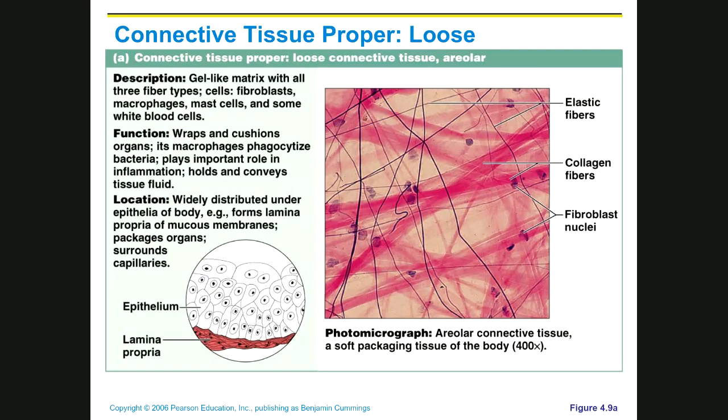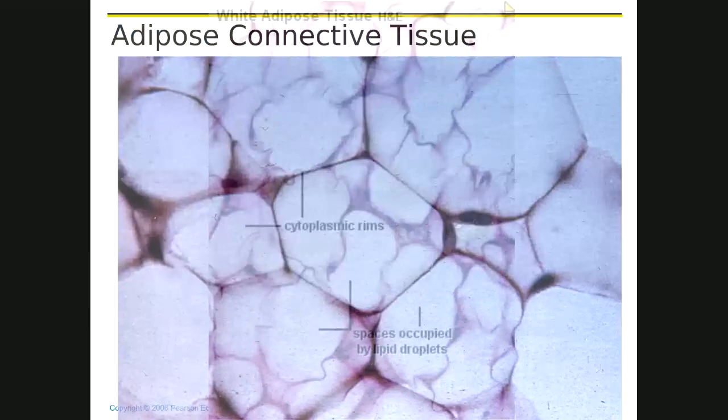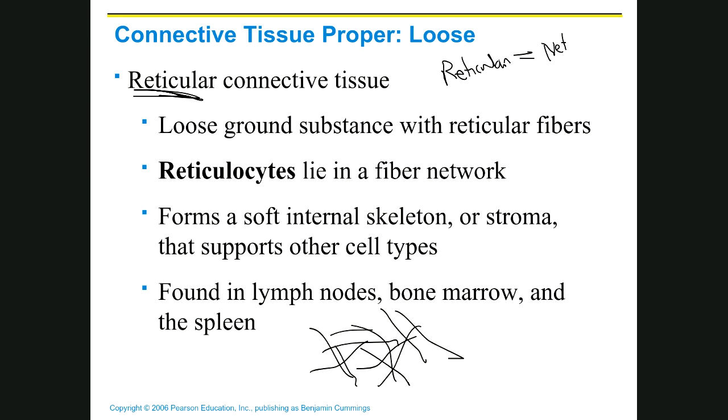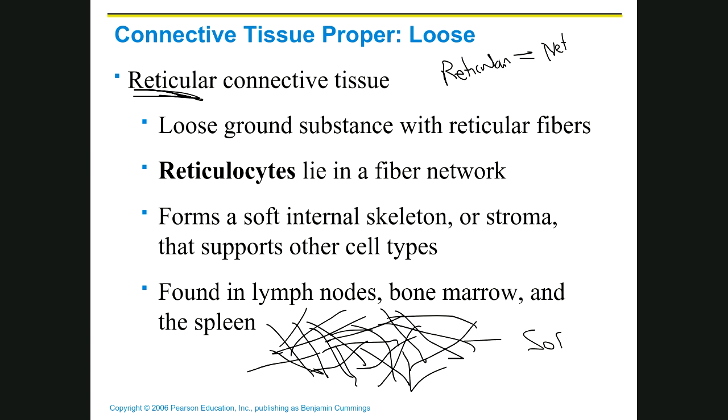Okay, let's look at the next one. So the next one is reticular connective tissue. So remember what that word means. Reticular means network, like a net. And so we're going to have a net inside tissues. And so it looks like this in there. It's like a net running through the tissues. And what it does is it forms a sort of soft support system. Sort of like a soft skeleton.